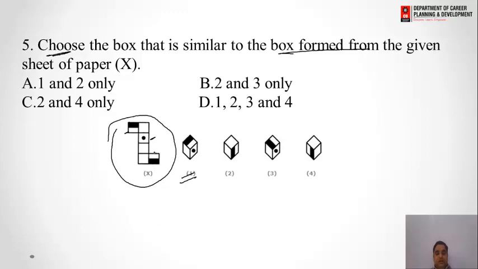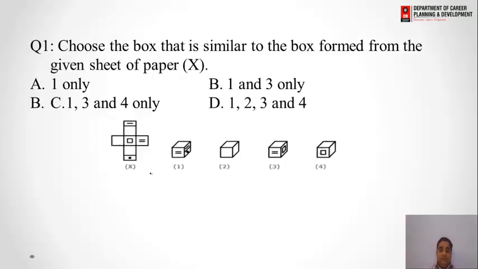Another, this part is adjacent to the blank part, so this also could be the answer. 3, where a circle is adjacent to a blank and this shaded part, so third could be the answer. And fourth is quite similar to the second one, so that could be the answer. So for this, the answer is option number D, where all cubes are possible if we fold this sheet in different ways.